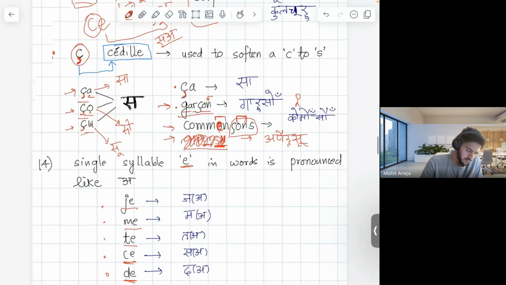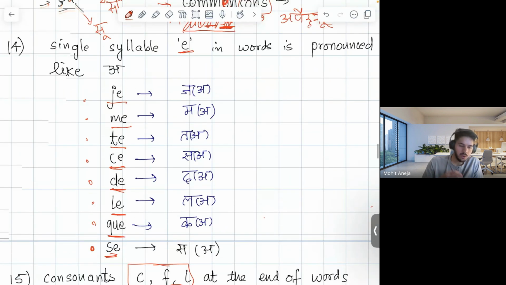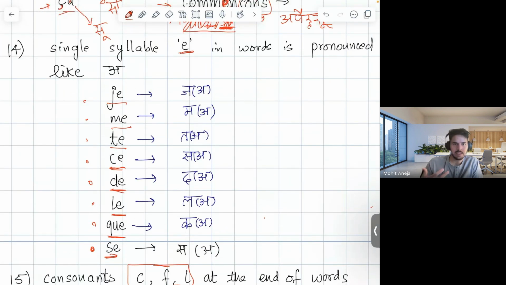All right. So this is a very simple one, but this is going to be so frequent in French that you have to get this pronunciation right. You will see these words a lot of times, and I see people saying these as je, me, te, se with an English a sound. It's not that. Why? Because the E sound in Hindi is different from the a sound in English.